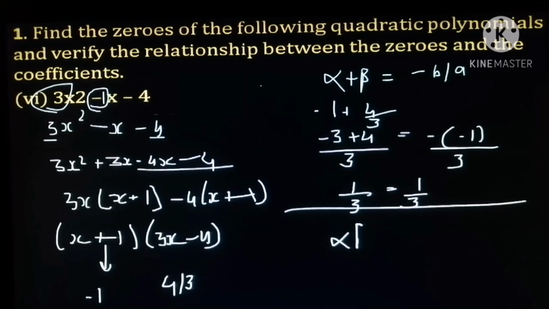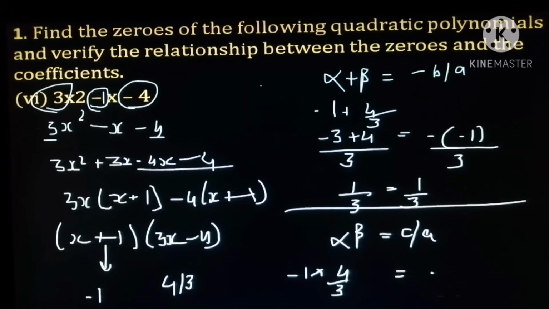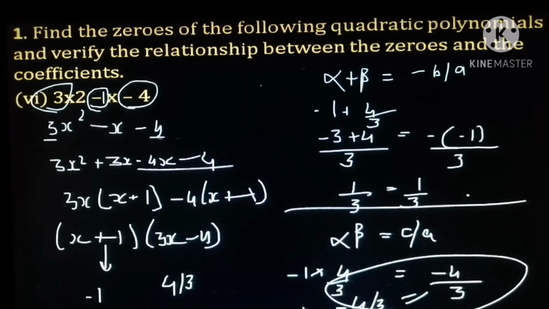Now you have alpha into beta is equal to c upon a. Now we'll multiply it. So minus 1 into 4 upon 3, and this should be equal to c, coefficient minus 4, and that should be divided by a, that is 3. So minus 1 into 4 is minus 4 by 3, and the RHS is also equal to minus 4 by 3, and hence you have verified the last relation also.